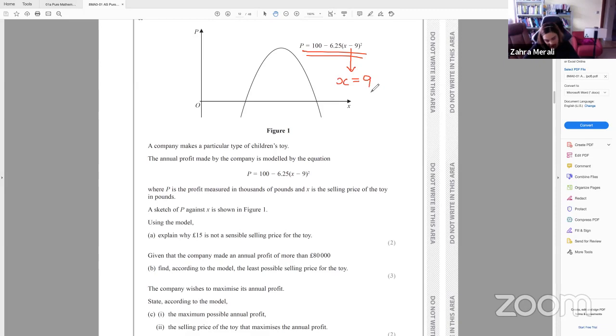So the selling price that maximizes the profit would be £9. And what's my plus C? My plus C is 100. Just to make that super clear, not in terms of my y-intercept, but in terms of the value outside of the completed the square form, it's 100 here. The 6.25 is not relevant here. But remember, it's in thousands of pounds. So my maximum profit is therefore £100,000.